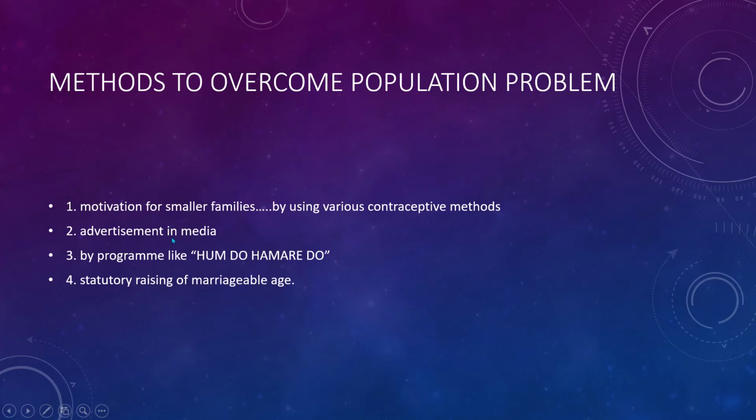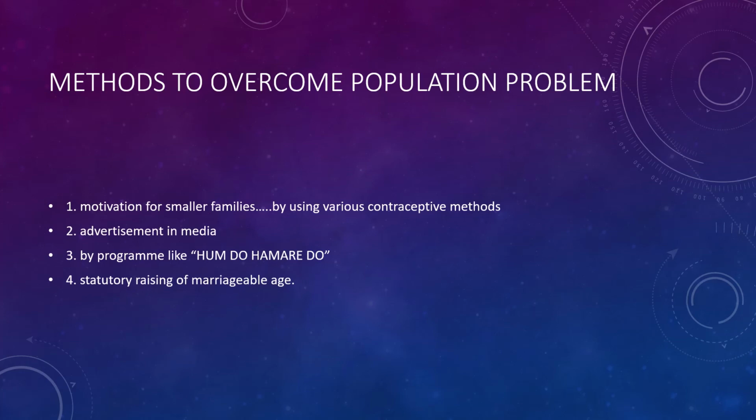Then advertisement in media. We must provide information from various media sources to the people about the population problem, so they make a smaller family. One program going on in India is called Hum Do Hamare Do, we two, us two. That is, only two parents, only two children. It means when the parents are no longer on the earth, the two replace the parents only. That is Hum Do Hamare Do.